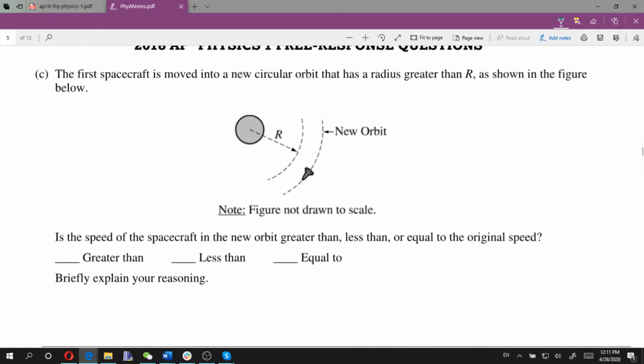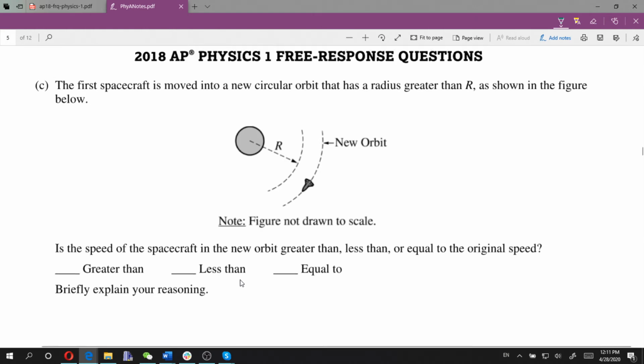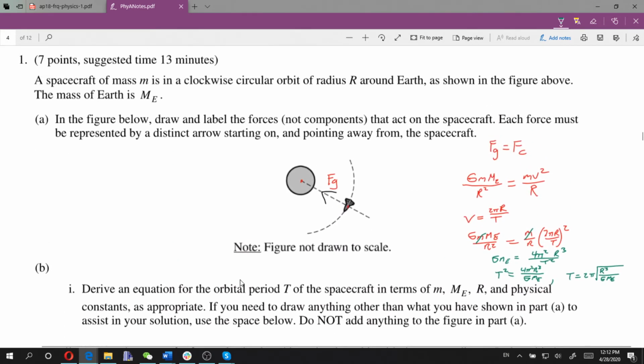Part C. Our original spacecraft is moved into a new circular orbit that has a greater radius. Will the speed of the spacecraft be greater than, less than, or equal to the original speed? Greater. Wait, is the speed... r increases, right? R increases. Can I see the equation again? Yeah, then it increases.